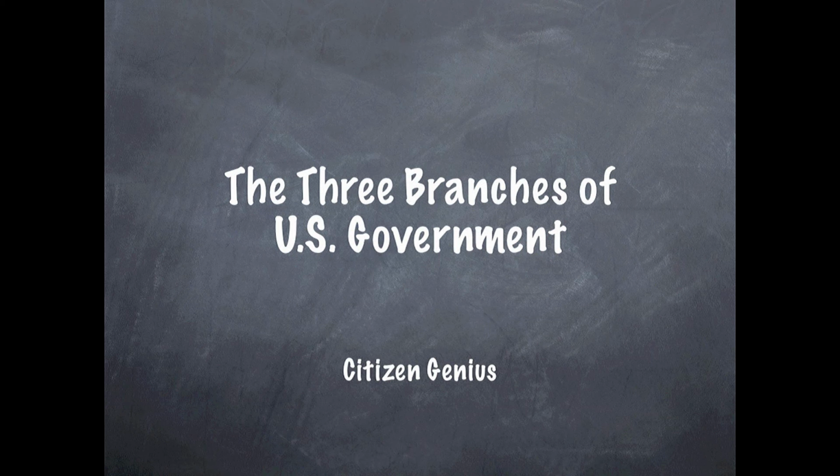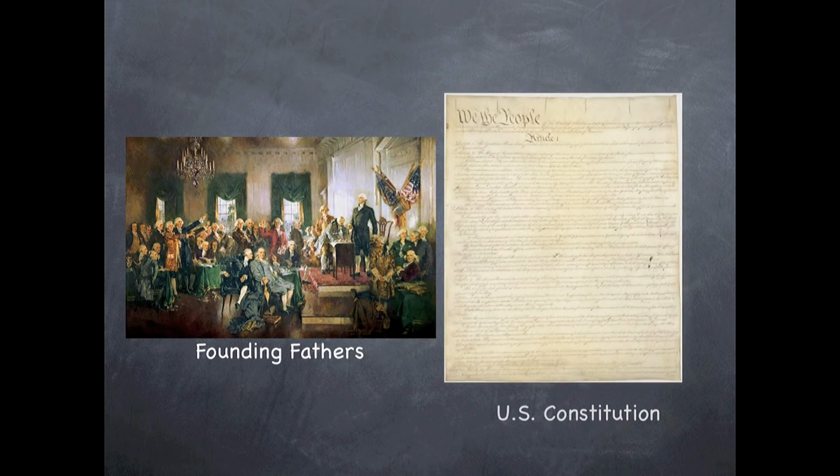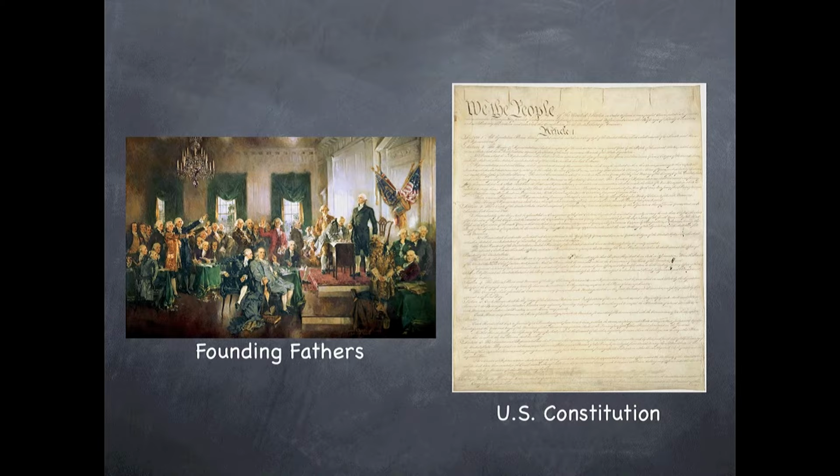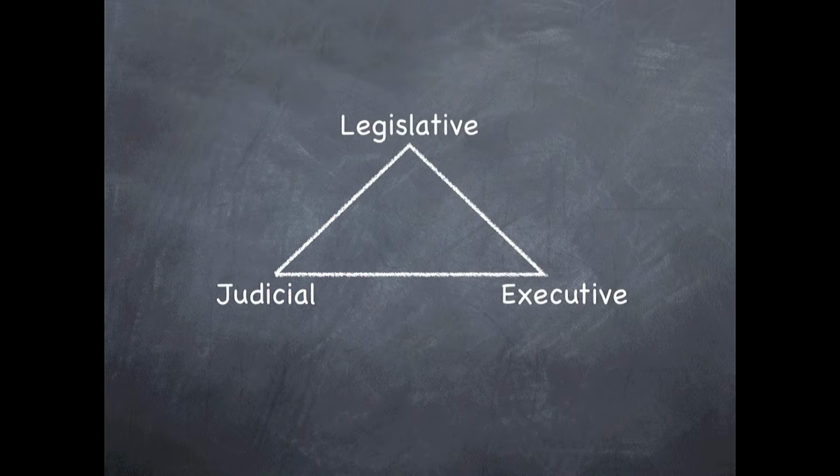The Three Branches of U.S. Government, presented by Citizen Genius. The Founding Fathers created a system of government with three branches, or three parts. These three branches are described in the U.S. Constitution. They include the Legislative Branch, Executive Branch, and Judicial Branch.